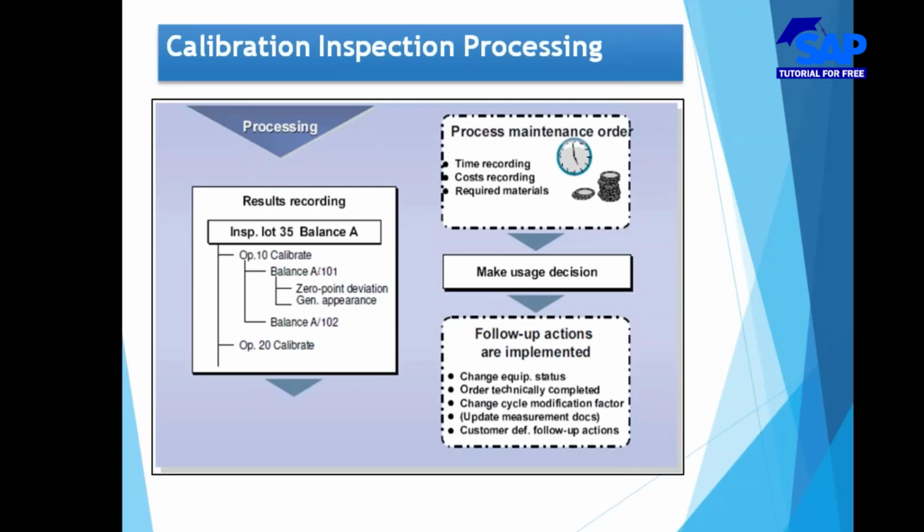Okay, we'll do the calibration, and we enter all the relevant data in the results recording, and then while making the usage decision, you can do some follow-up actions, whether you can change the equipment status, all those things you can do in the equipment status. So follow-up action, while doing the usage decision, you can do some follow-up actions, which I have shown. You can change the equipment status also. Okay, so with this, the calibration inspection will come to an end.